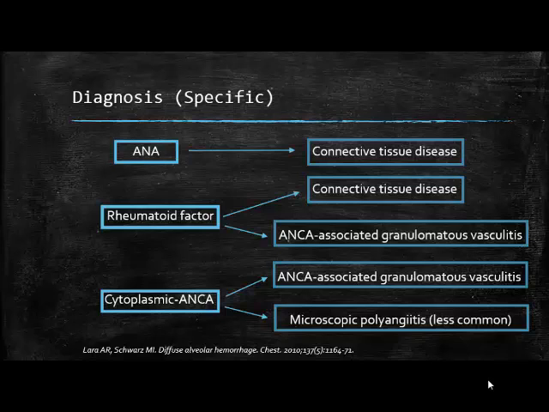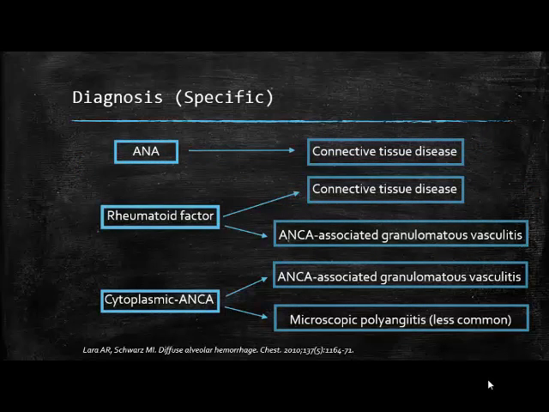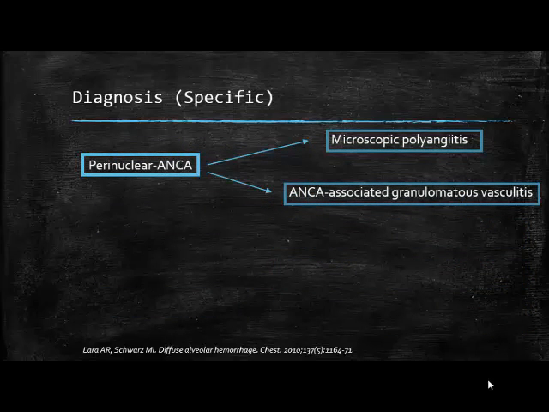How about specific labs? ANA means the patient has an underlying connective tissue disease. RF means the patient has either an underlying connective tissue disease or an ANCA-associated granulomatous vasculitis. C-ANCA, you start thinking of ANCA-associated granulomatous vasculitis and microscopic polyangiitis. And P-ANCA, microscopic polyangiitis, as well as ANCA-associated granulomatous vasculitis. So those are the specific labs that you need to order in order to evaluate for the underlying cause of DAH.